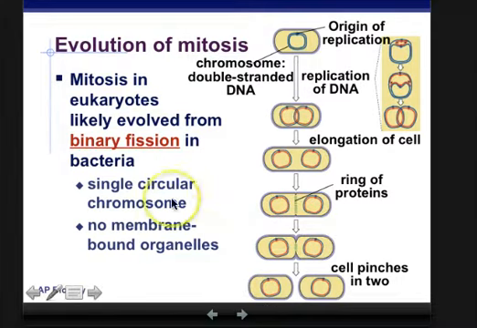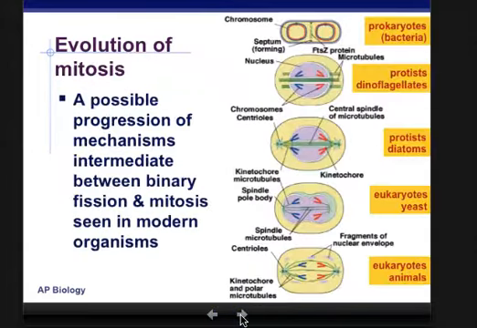Of course, there's just a single circular chromosome and no membrane-bound organelles, so we're going to end up with the circular chromosome in the replicated cells, just like the origin. And this, of course, in prokaryotes can happen at an extremely rapid rate.